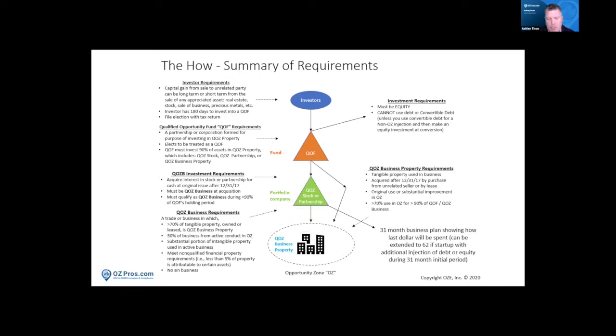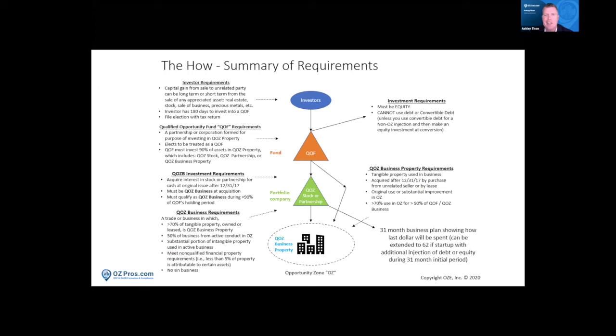Now at the QOZBP level, that's Qualified Opportunity Zone Business Property, that's effectively the stuff that the Opportunity Zone business has to buy. It's got to be tangible property used in a trade or business, and that can be real estate, either owned or leased. If it's leased, you can actually lease it from a related party. If you buy it, it has to be bought from an unrelated party after December 31st, 2017. And then the original use of that property has to be in the zone, or it has to be substantially improved. Substantially improved basically means that you double the basis of the value of the building.